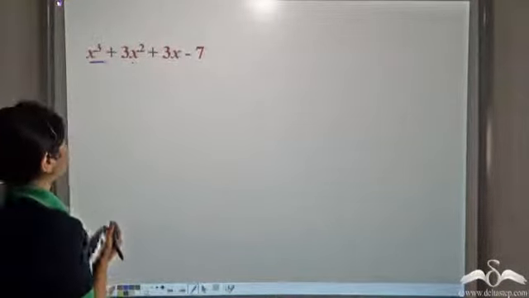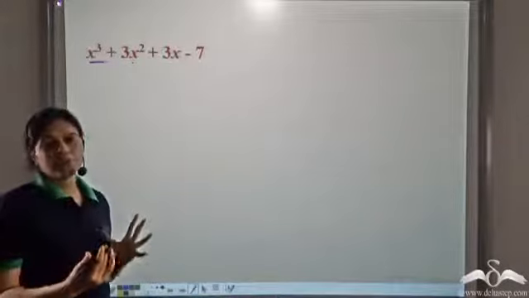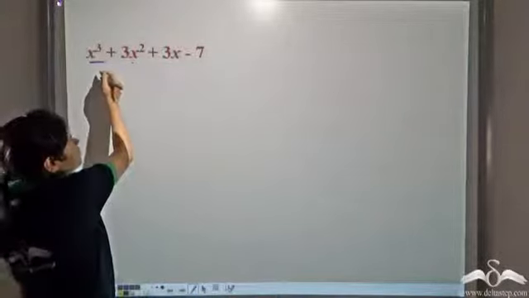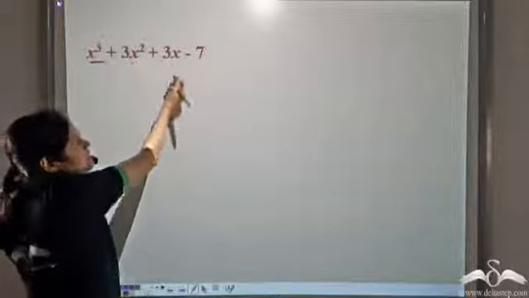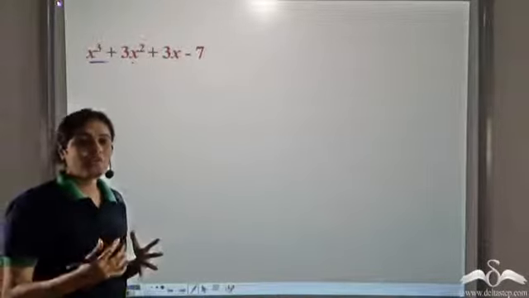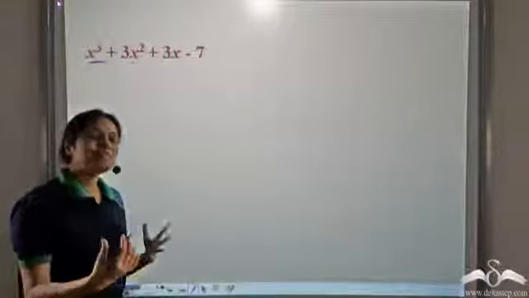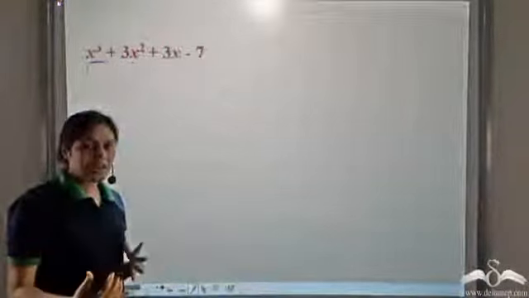Now look at this expression. It appears to be in the form of x cube plus 3x square plus 3x, that is a cube plus 3a square plus 3a. So recall an identity involving a plus b whole cube. It is a cube plus b cube plus 3a square b plus 3ab square. So let us see if we can write this expression in that form and get something out of it.